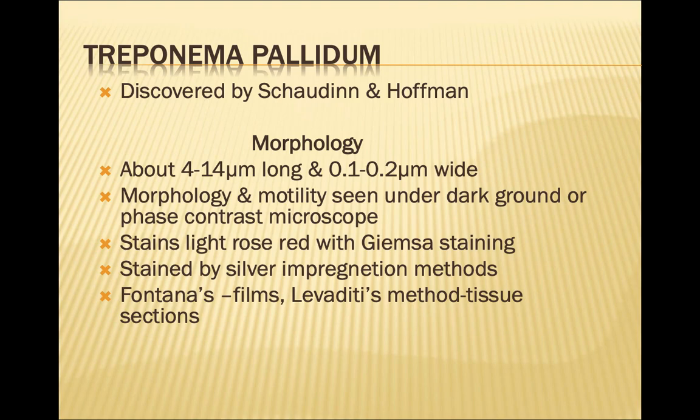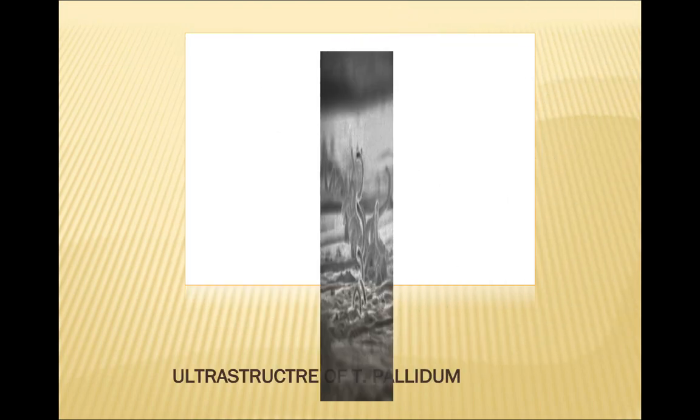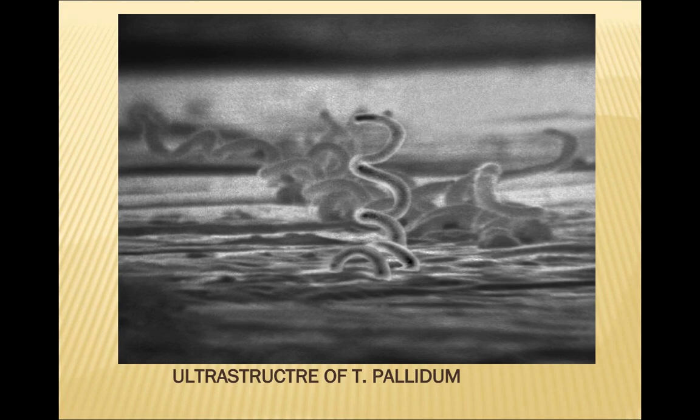The silver impregnation, when you do it on the secretions or films, is called Fontana's stain. When you do it on tissue sections, it is called Levaditi's method. This is how it looks when you do the Fontana's silver impregnation staining, where you can see a yellow background with brown colored treponemes. This is the ultrastructure of Treponema pallidum.